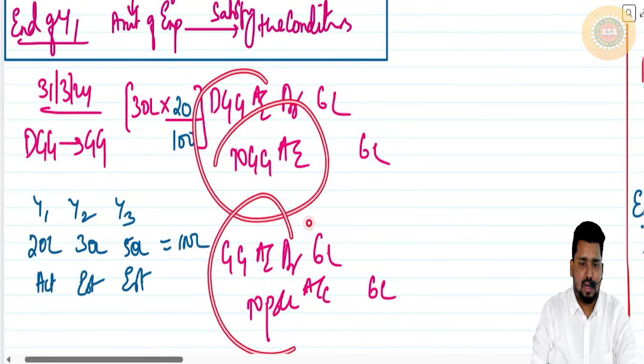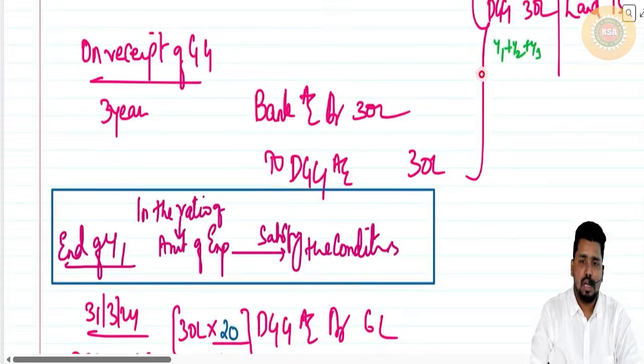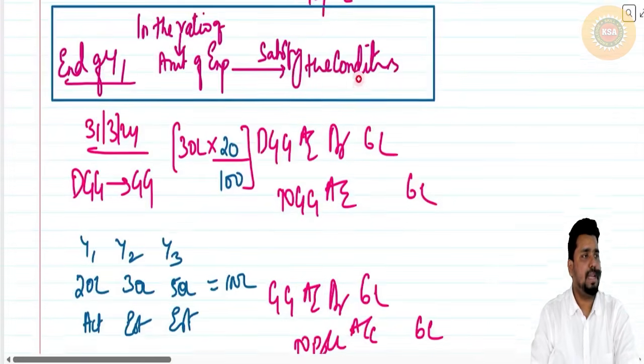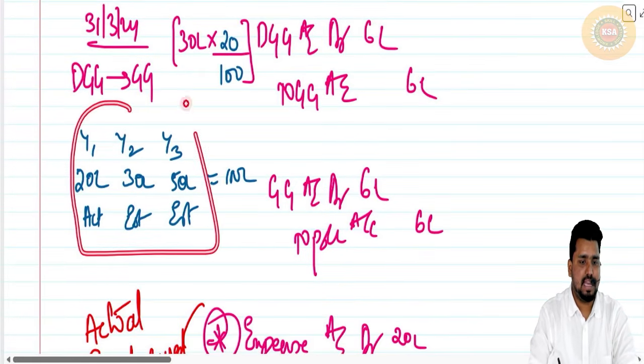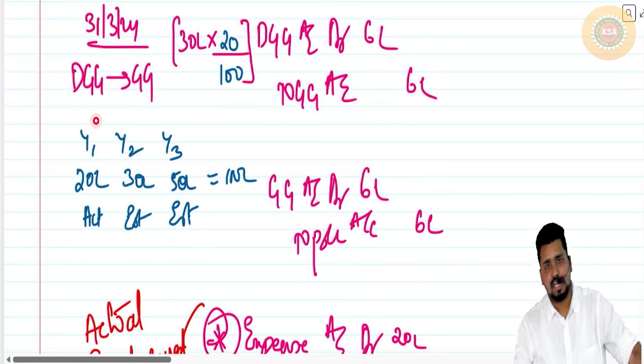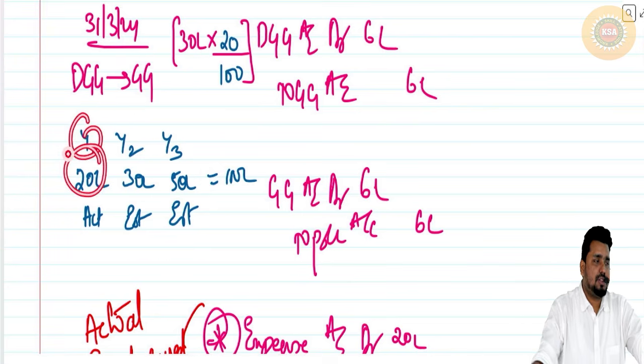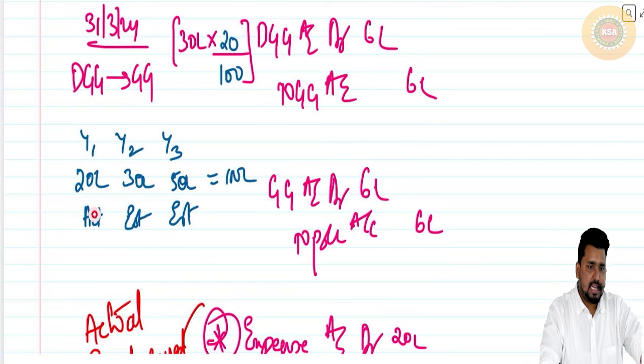Entry and all we know. Now we have to know from this 30 lakh how much we have to take to P&L. It depends upon the expense we have to incur to satisfy the condition. To satisfy year number 1, what is the actual expense? Correct. So this is actual.